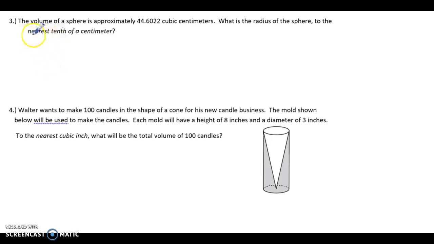All right, we're still on Unit 7, questions 3 and 4, or Lesson 7, questions 3 and 4. It says the volume of a sphere is approximately 44.6022 cubic centimeters. What's the radius?